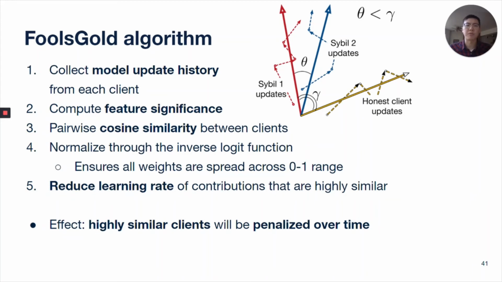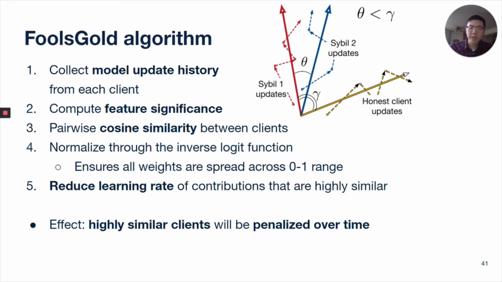Broadly, FoolsGold works over 5 steps. First, the total model update history from each client is collected over the duration of the federated learning process. Secondly, the feature significance is measured over the process. This helps separate features that are not relevant to the poisoning attack and should not be considered as strongly when running FoolsGold. We then compute the pairwise cosine similarity between every single pair of clients in our system and normalize this cosine similarity through the inverse logit function to produce a weight in the 0-1 range. This weight can be interpreted as a learning rate.